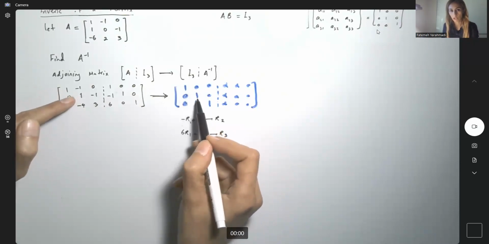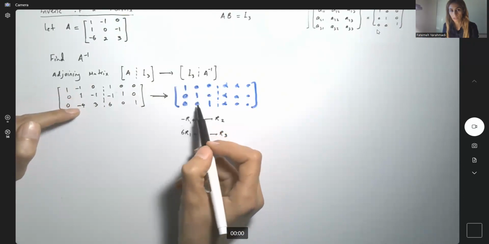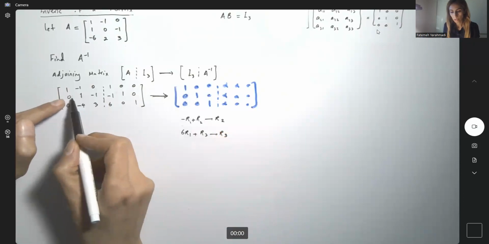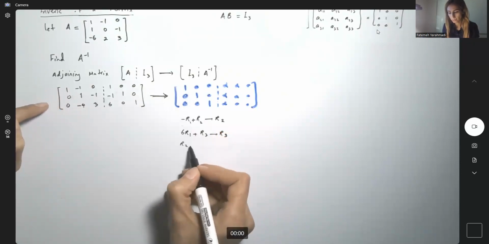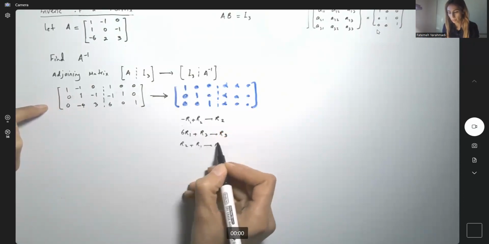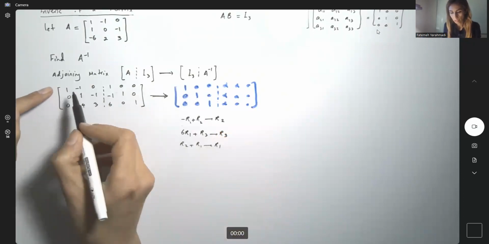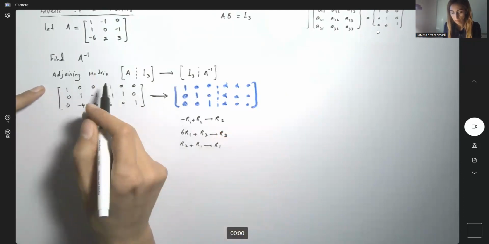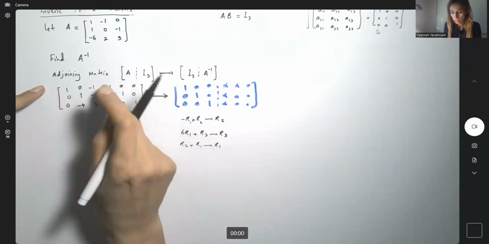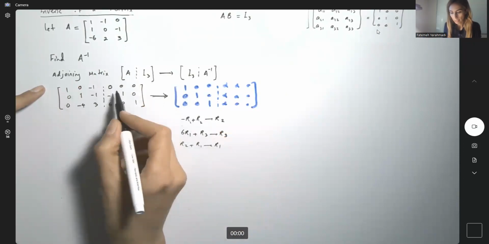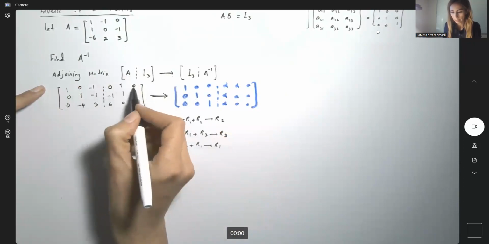Here you need to have 1, and above and below 1, it must be 0. Unfortunately, it's not. So what I'm going to do is add R2 to R1, and this becomes my new R1. So this is 0. This is just -1. This becomes 0, and this is 1, and it stays 0.